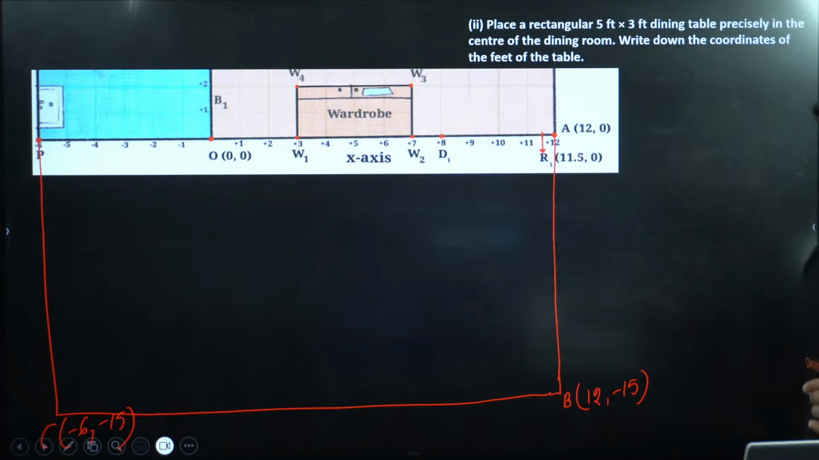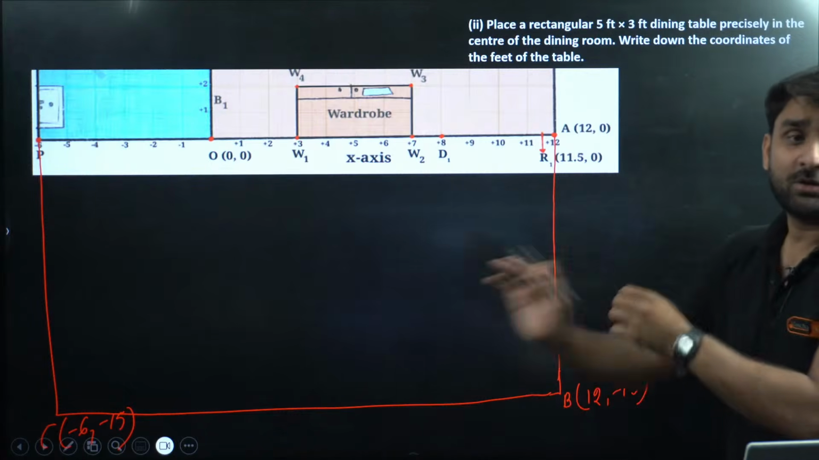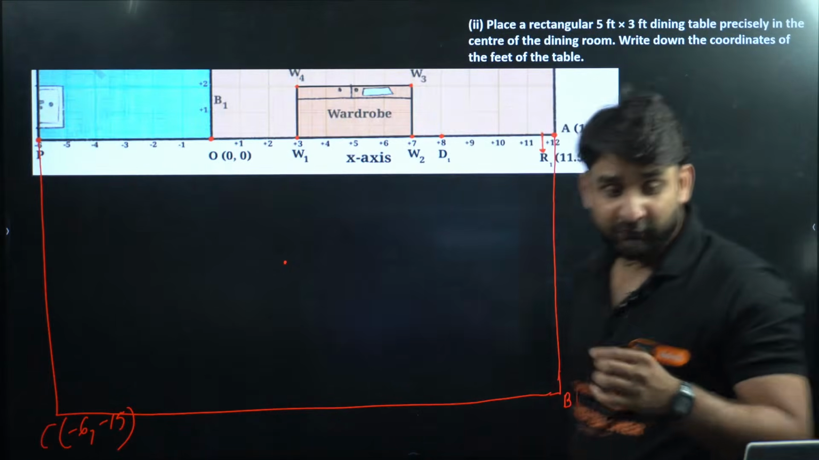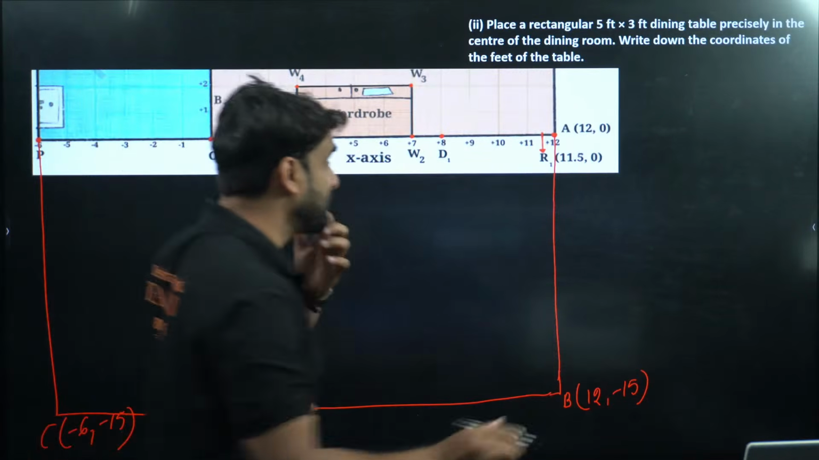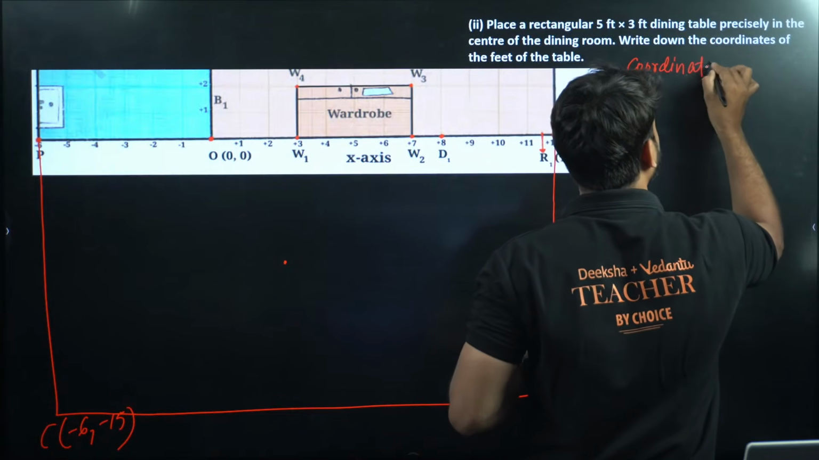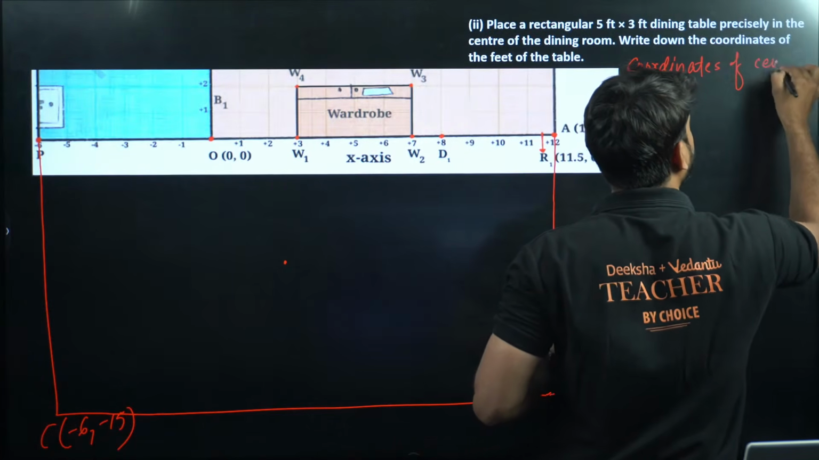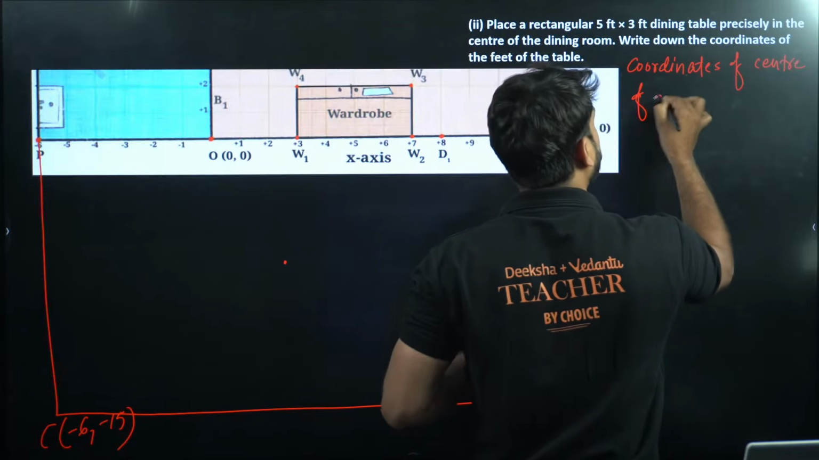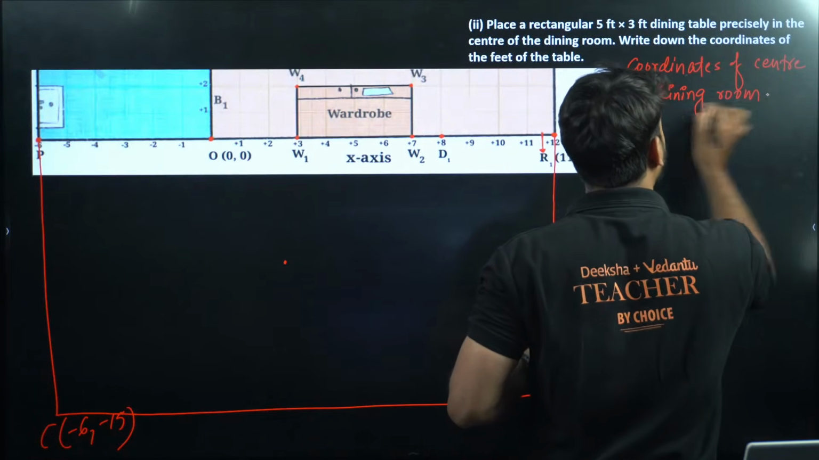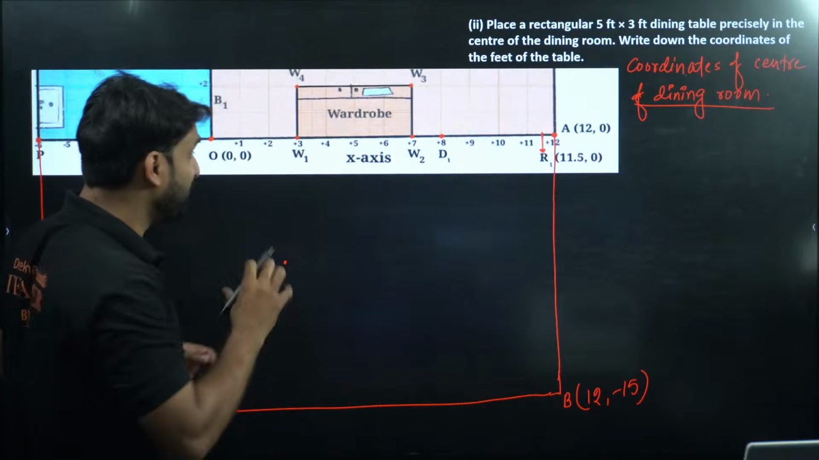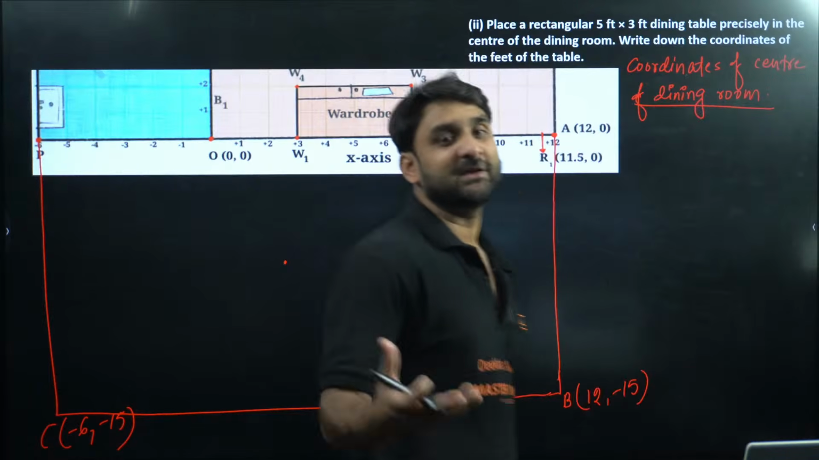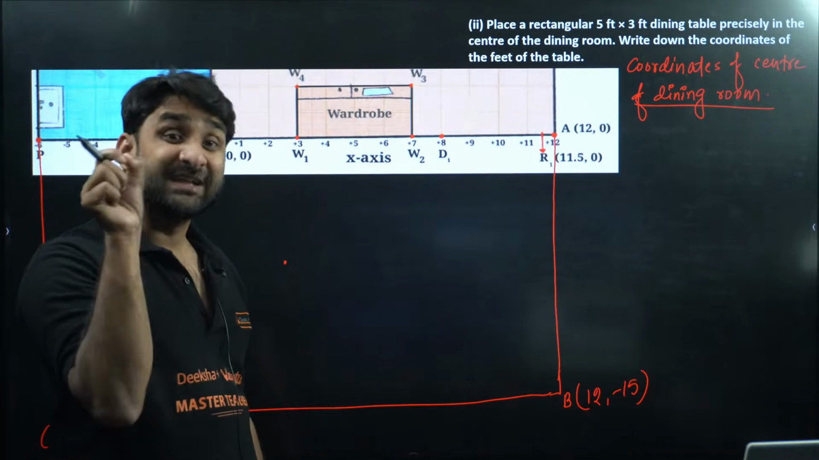Now find out the center of the dining room first. Where is the center? I'm going to give you the formula by which you can find out the center. Please focus here. We make sure to find out first the coordinate of the center of the dining room. Then only we can decide where to place the table. If you don't know the center of the dining room, how will you place this table at the center? So first find out the center.